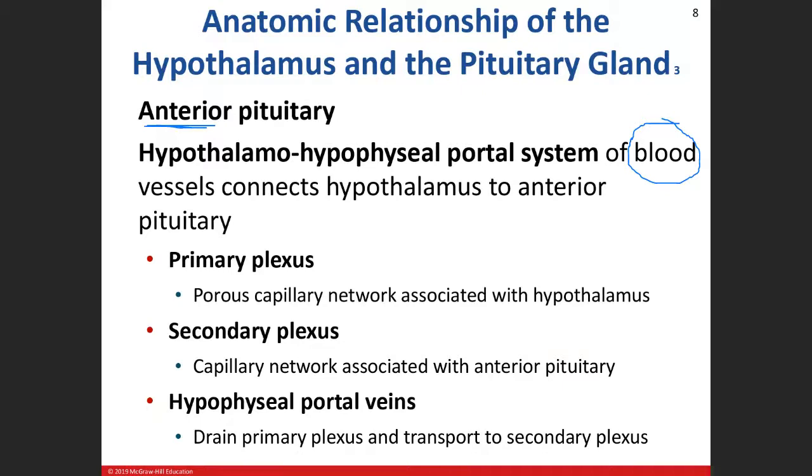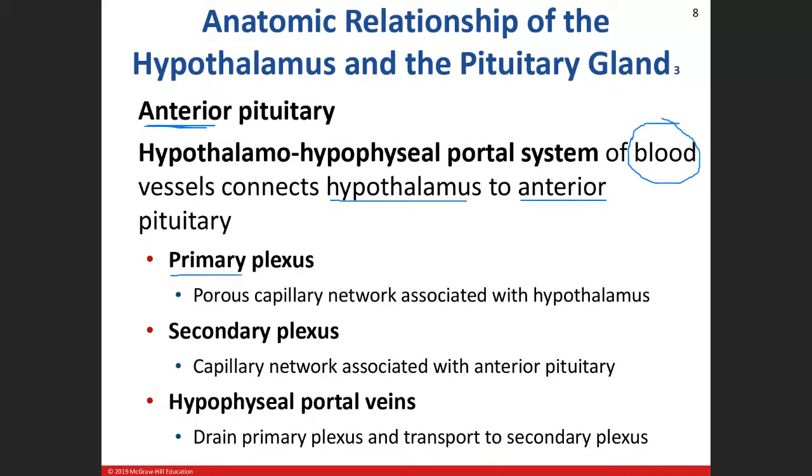Okay, so now we're going to deal with the hypothalamo-hypophyseal portal system. It has all these blood vessels that are basically going to connect the hypothalamus to the anterior pituitary, or the adenohypophysis. It's made up of three components. The three components involve two plexuses, or plexi, and then one grouping of veins.